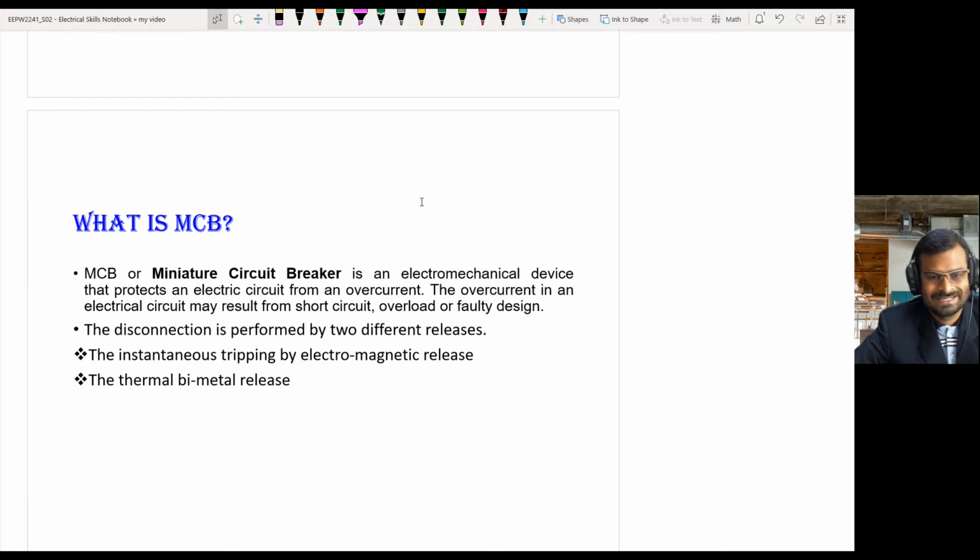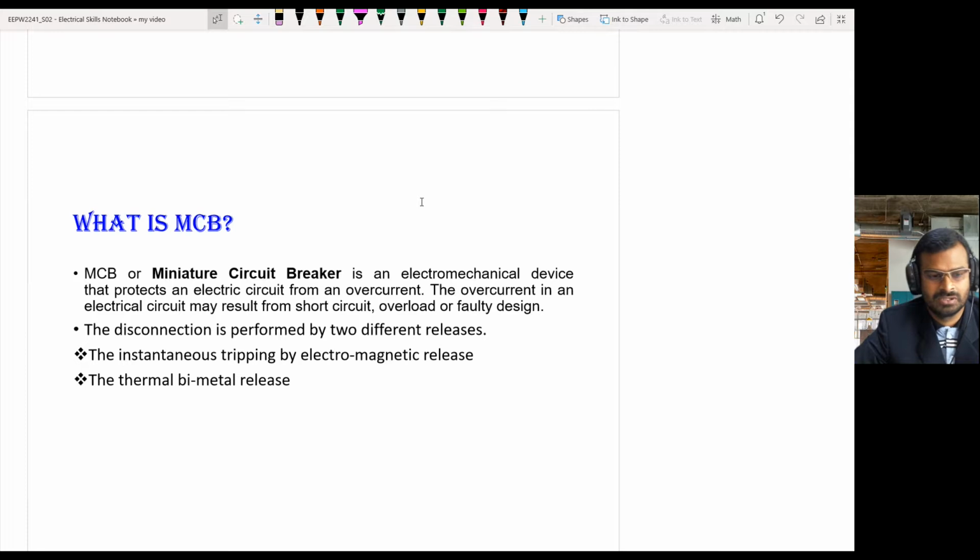The first one is the electromagnetic mechanism. Simply speaking, there is a trip coil inside the MCB. During a short circuit fault, the excessive, very high current flowing through the circuit also flows through this trip coil, and the trip coil produces a strong magnetic field. This magnetic field moves the plunger so that the tripping mechanism makes the MCB trip, or open the moving contact.